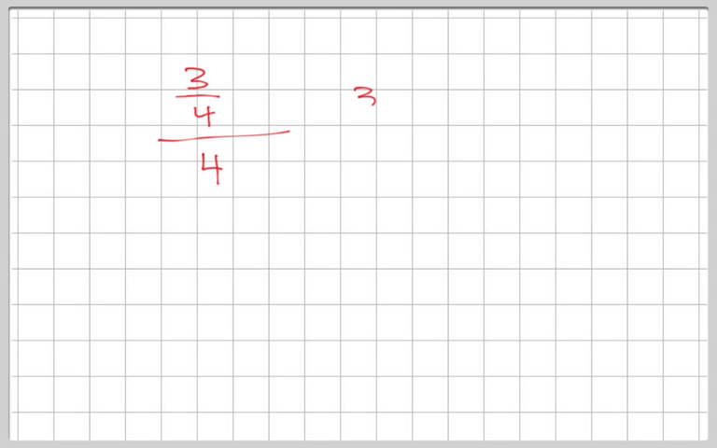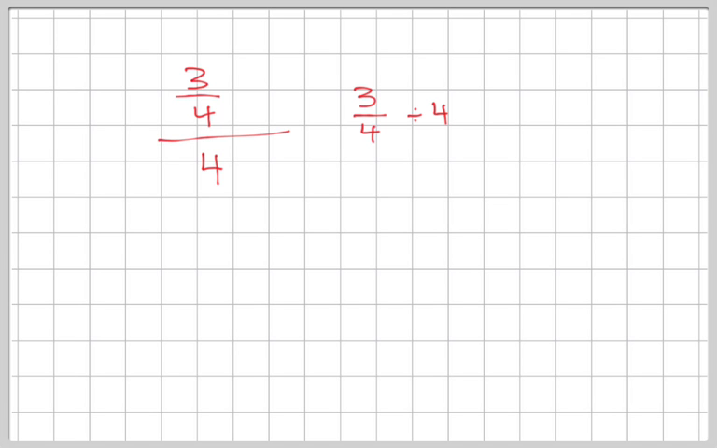Let me write it. Brian, you want to say something? Go ahead. Like when you divide by a fraction, you multiply by the denominator. You mean the reciprocal, right? Basically, yeah, that's what you mean. So we have 3/4. Let me write this out, what this means. 3/4 divided by 4, right?